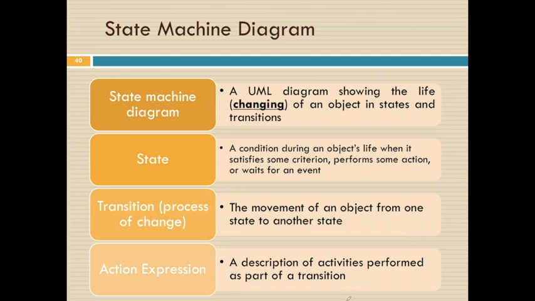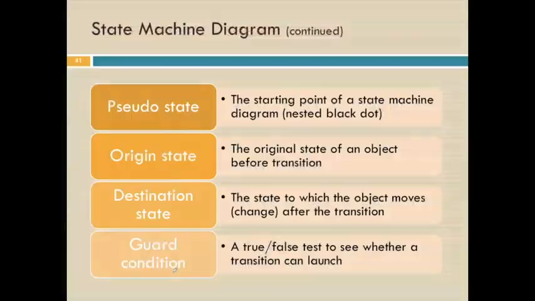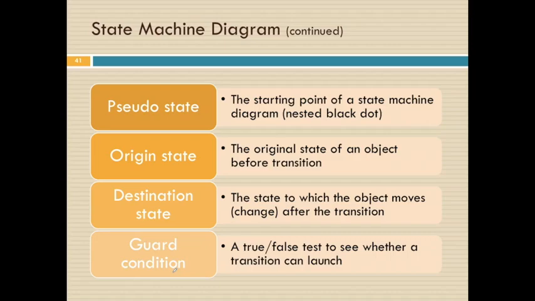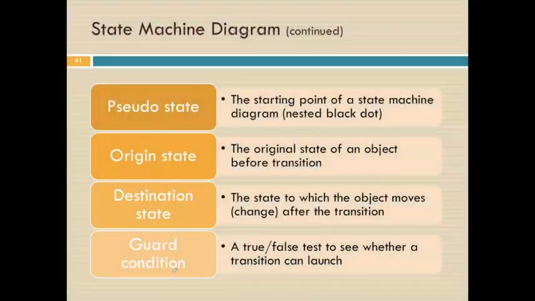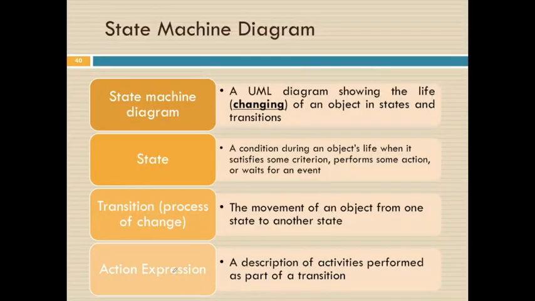In a state machine diagram, we have the state, the transition, and also the action expression. We also have the pseudo state, origin state, destination state, and guard condition. And this is an example of a state machine diagram. But before that, let's look into some definitions of the components in the state machine diagram.